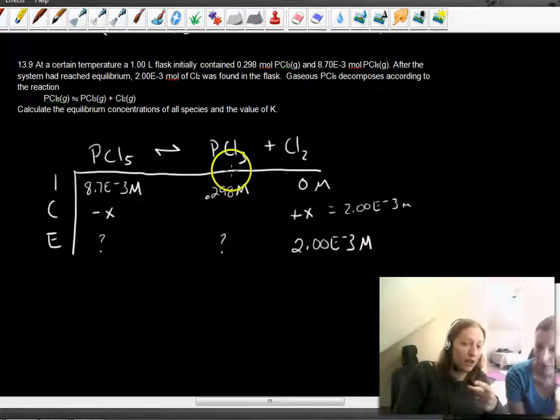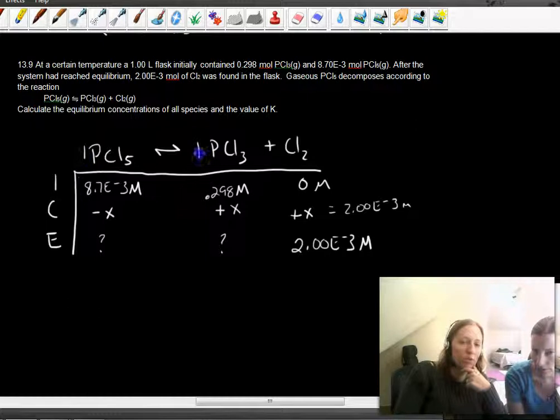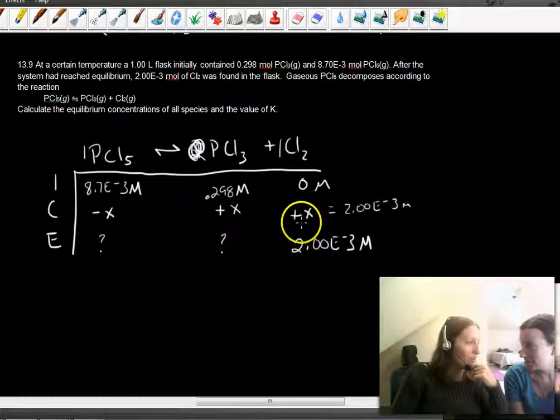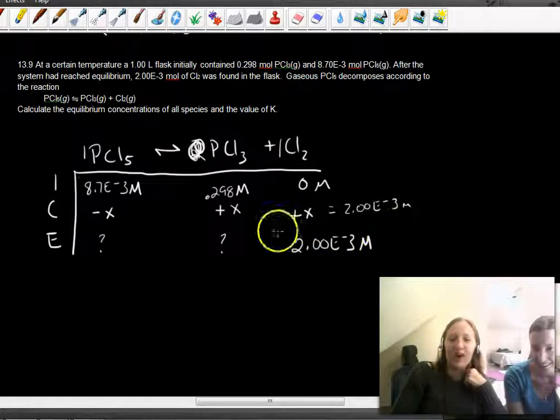And did we gain any PCl3? Yes. How much? X. Plus x, because this is all 1 molar, 1 molar, 1 molar. If this had been 2 molar, that would be plus 2x, because you get twice as much, but it's not. So we lost some of this and we gained the same amount of each of these. We already know what x is. Isn't that nice? It is nice, because later you have to figure it out using the quadratic equation. Oh, you love that, don't you? But they told us what x is.